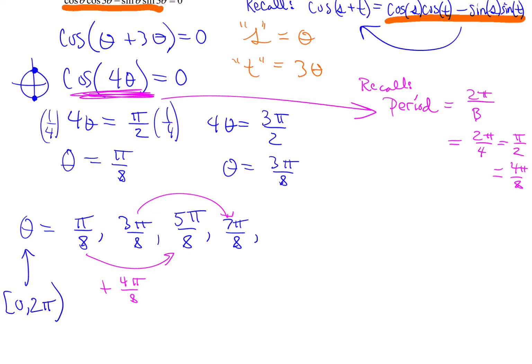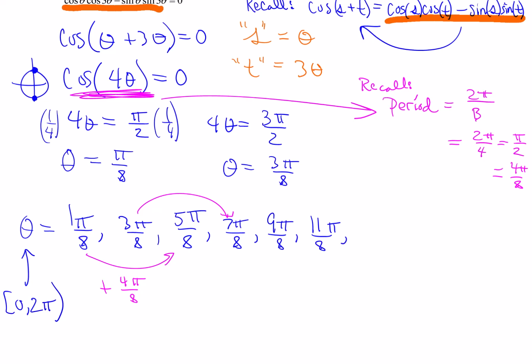Notice what you're doing in the numerators. The denominators are all 8s for these, but notice the numerators. It's 1 pi, 3 pi, 5 pi, 7 pi. Are you catching the pattern? These are just odd numbers. So then it'd be 9 pi over 8, and then you guessed it, 11 pi over 8.